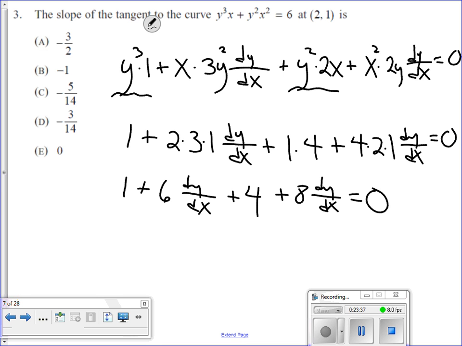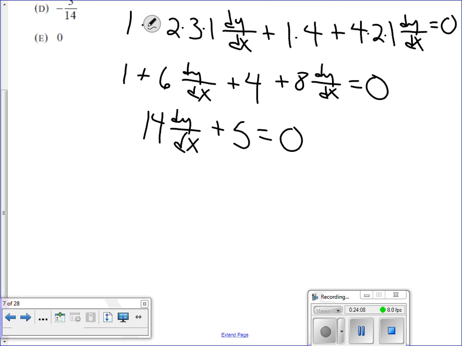So let's combine like terms. As far as the dy/dx's, looks like we have 14 of them, right? We have 6 plus 8 of them. So we have 14 dy/dx, and then we have the 1 plus the 4, so plus 5 equals 0. And then you could subtract 5, divide by 14, and you got it. I kind of like that way. Maybe that's easier when you have to evaluate it at a particular point, maybe just plug it in. All right, so dy/dx equals negative 5/14.